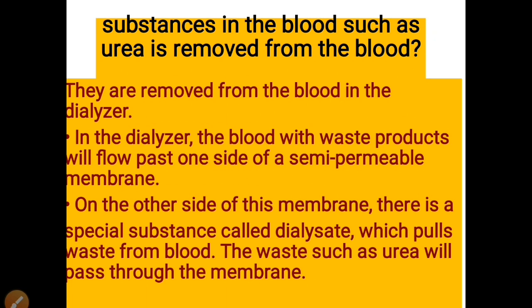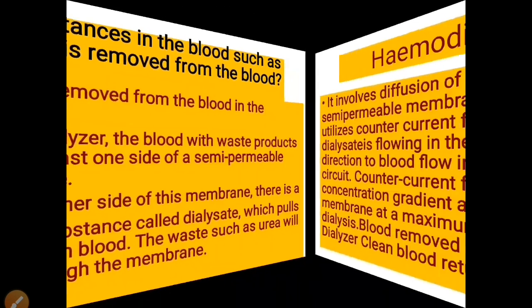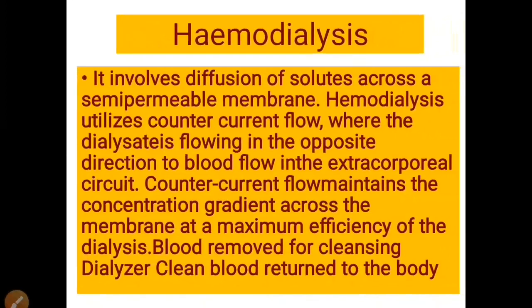On the other side of the membrane, there is a special substance called dialysate which pulls the waste from the blood. The waste such as urea will pass through the membrane. In such a way, a dialyzer works. Now we will learn about two types of dialysis. One is hemodialysis and another is peritoneal dialysis. Firstly, we will learn about hemodialysis.